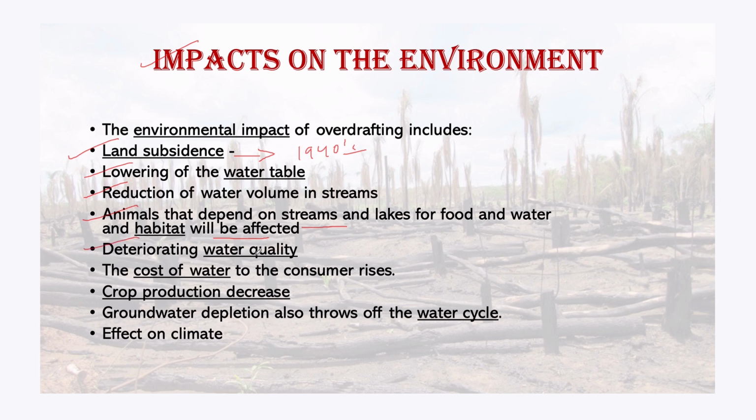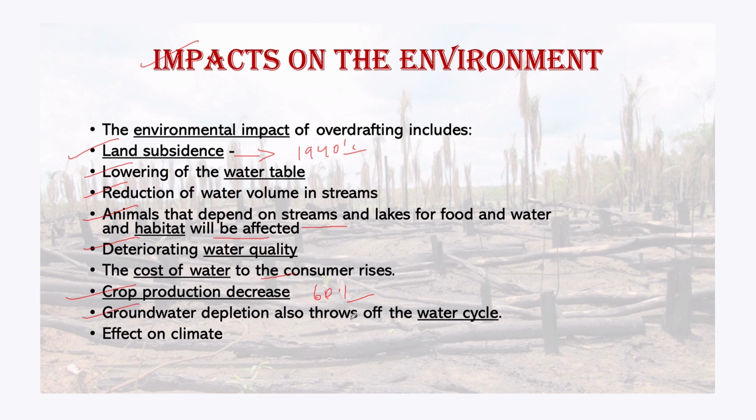Degrading water quality. The cost of water to the consumer is also rising. This is due to the water table lowering, so more energy is needed to pump further down, and to cover the pumping, companies need more profit. Crop production is decreasing from lack of water. That is, 60% of US irrigation relies on groundwater.